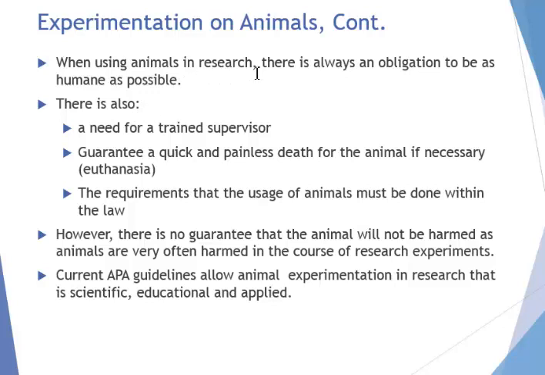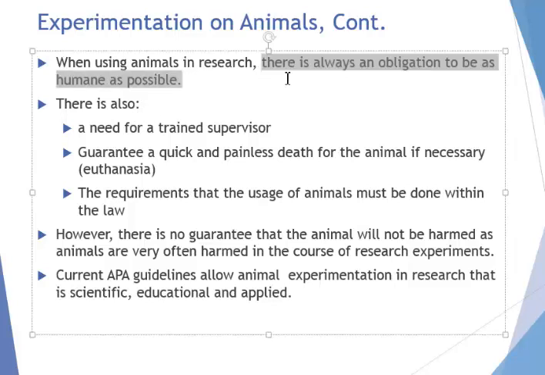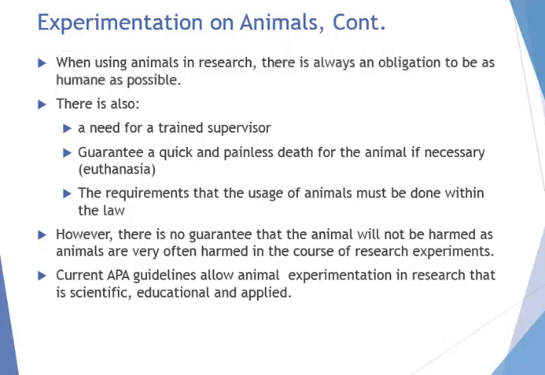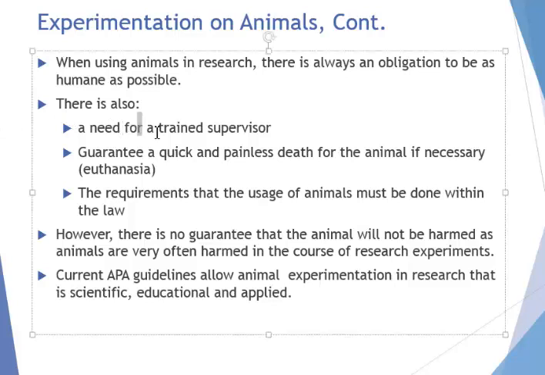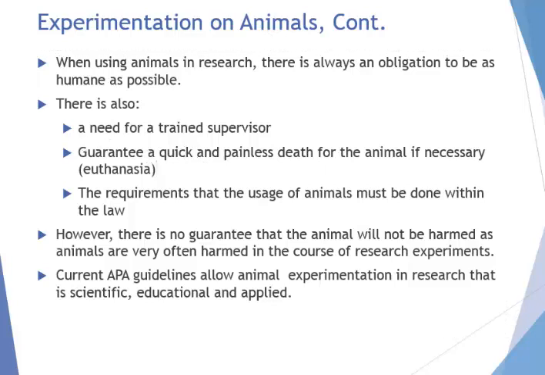When using animals in research, there's always an obligation to be as humane as possible. Even if it's necessary to hurt or even kill the animals, it should be as humane as possible. Obviously, it should be done with as little pain and as little suffering as possible. There's a need for a trained supervisor. If the animals have to be killed, then they should be killed as quickly and painlessly as possible.